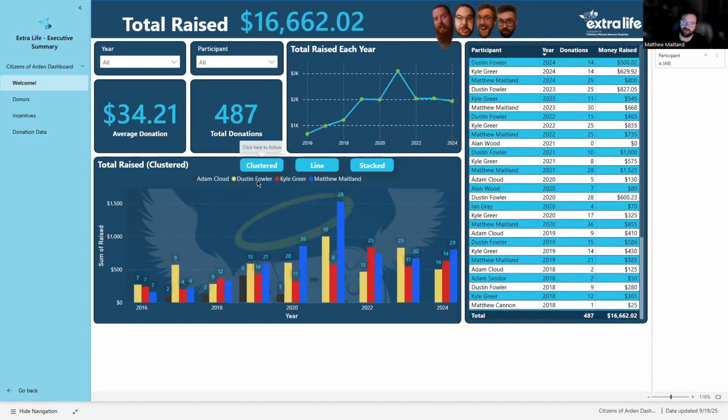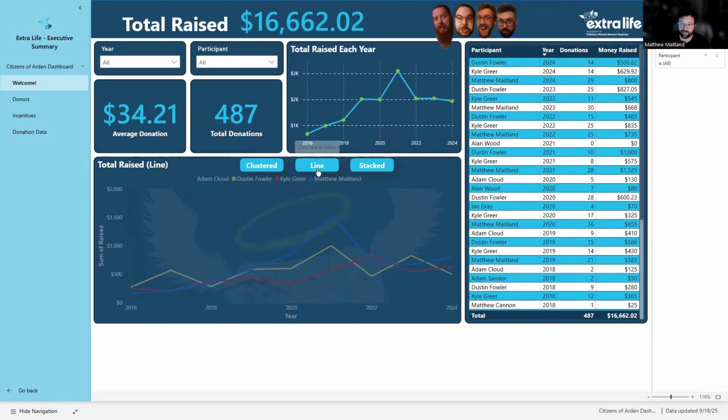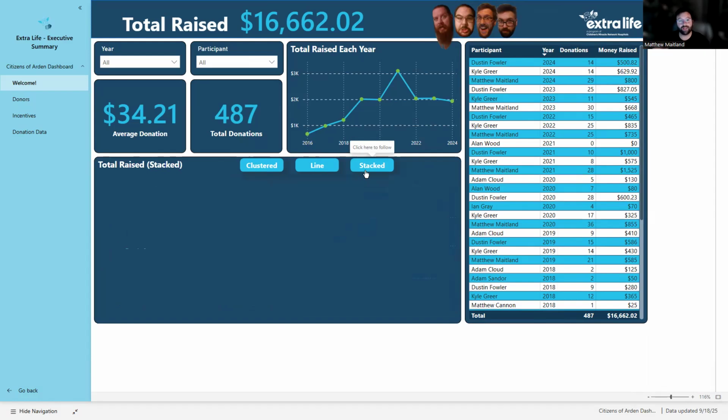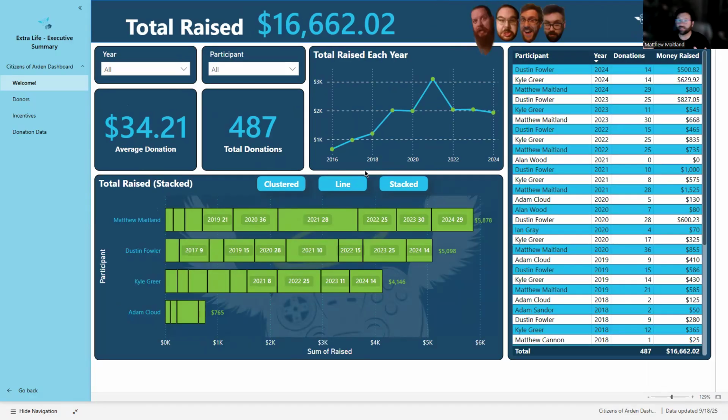However, if you are not someone who is a fan of clustered bar charts, you can see the donations at the top. You can compare the bars to the level of money each year as well. But sometimes it might be slightly too much. So what you can do is just click the line chart here. That might be an easier way for you to see what's happening. Although you might like the stacked bar chart that we had at the very beginning.